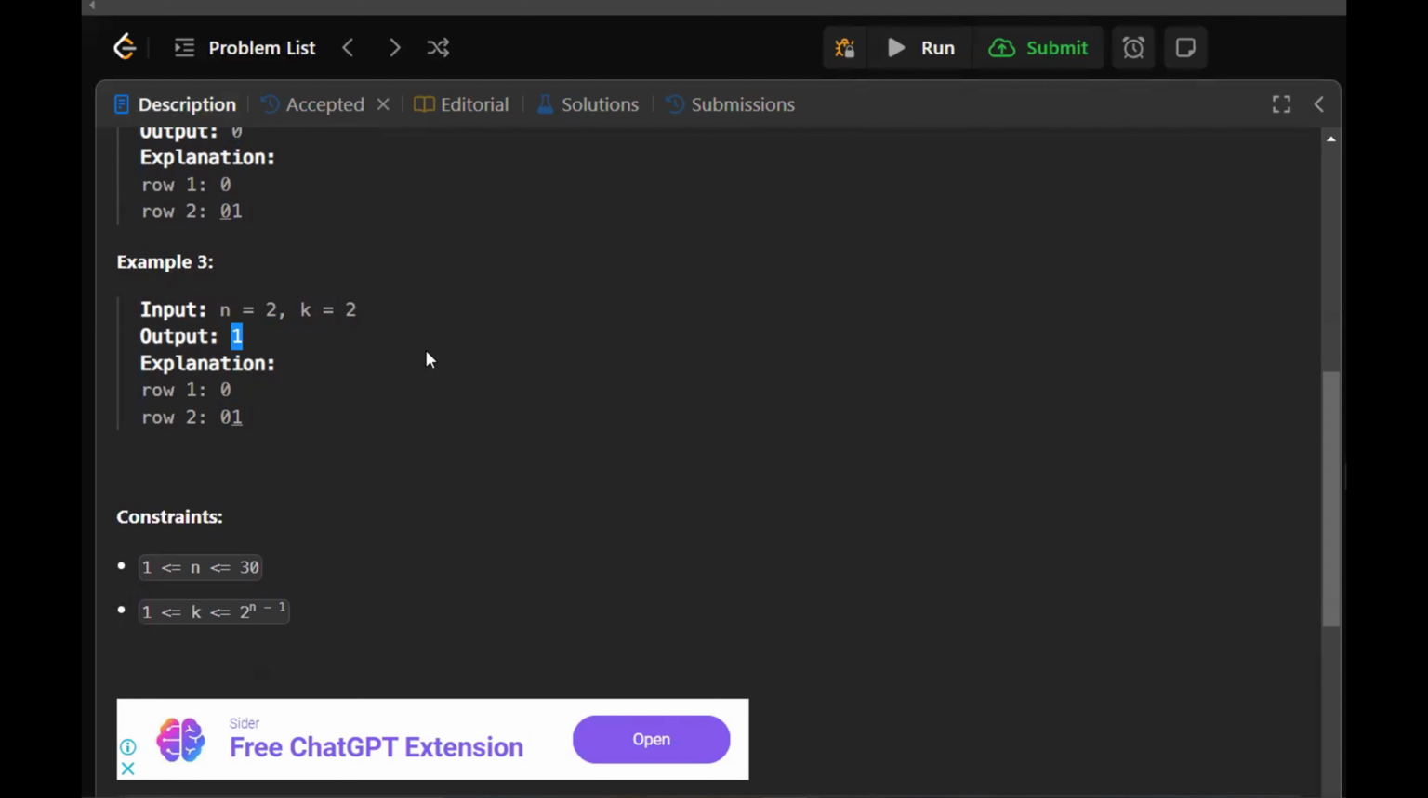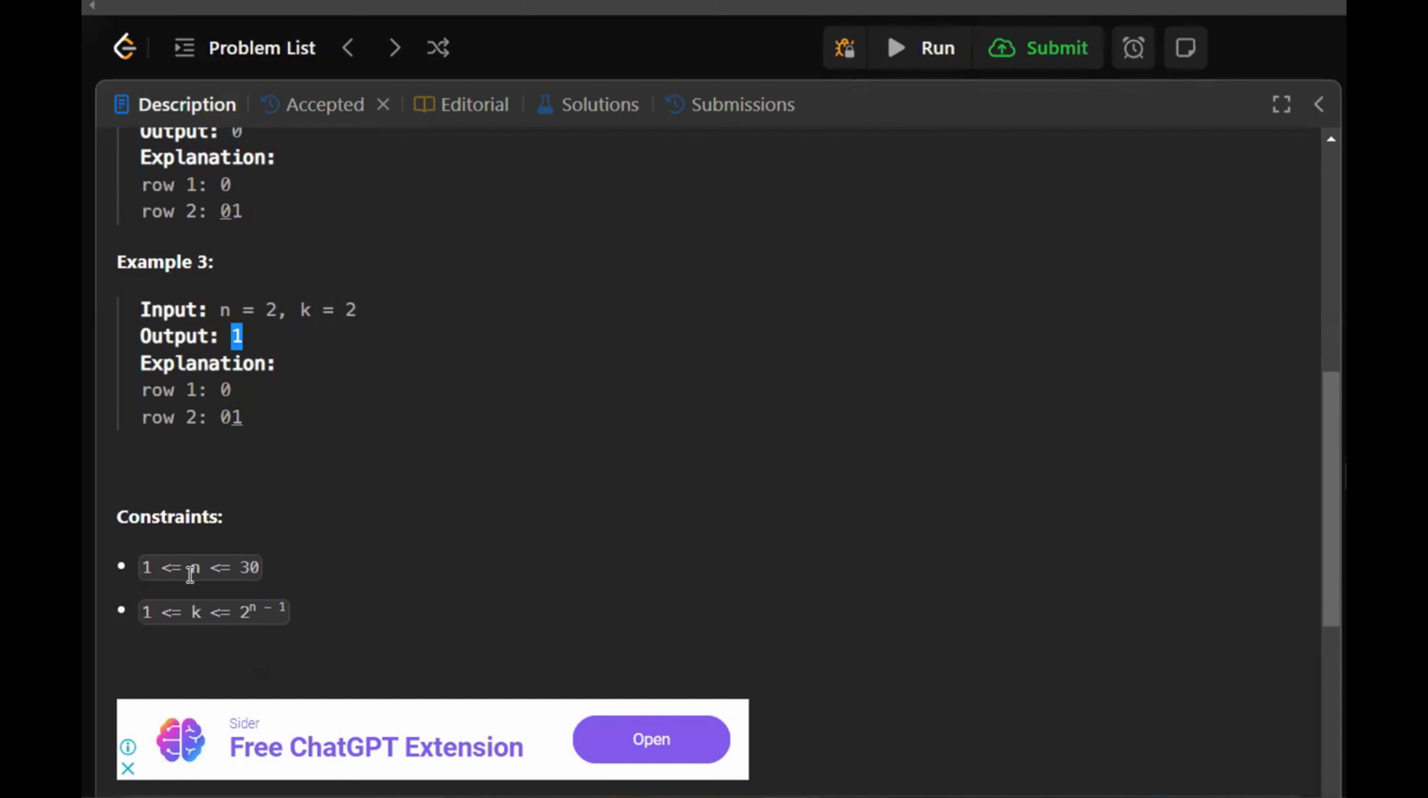I hope you understood the example. Now the constraints are: the value of n can be between 1 to 30 and the value of k can be between 1 to 2 to the power n minus 1. I hope you understood the constraints. Now let's move on to the algorithm.